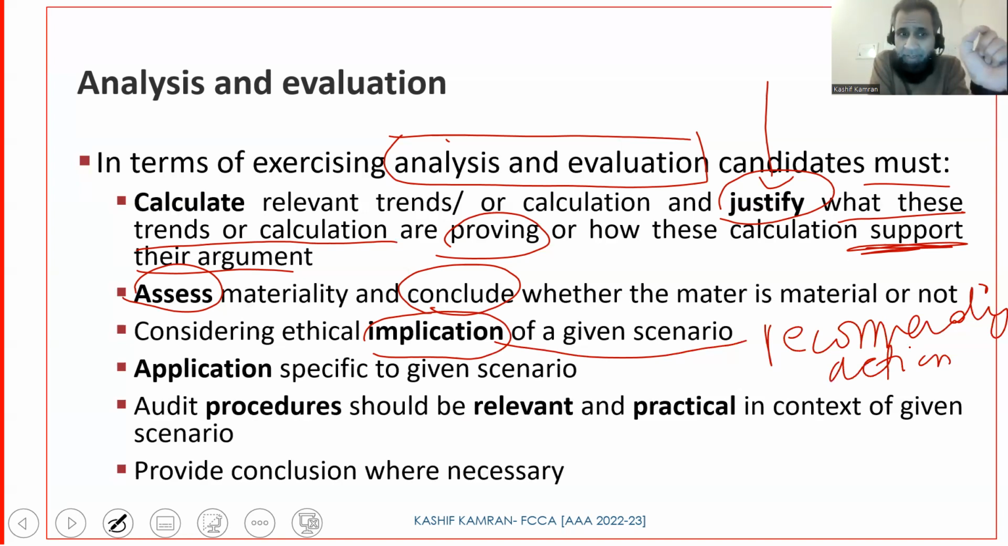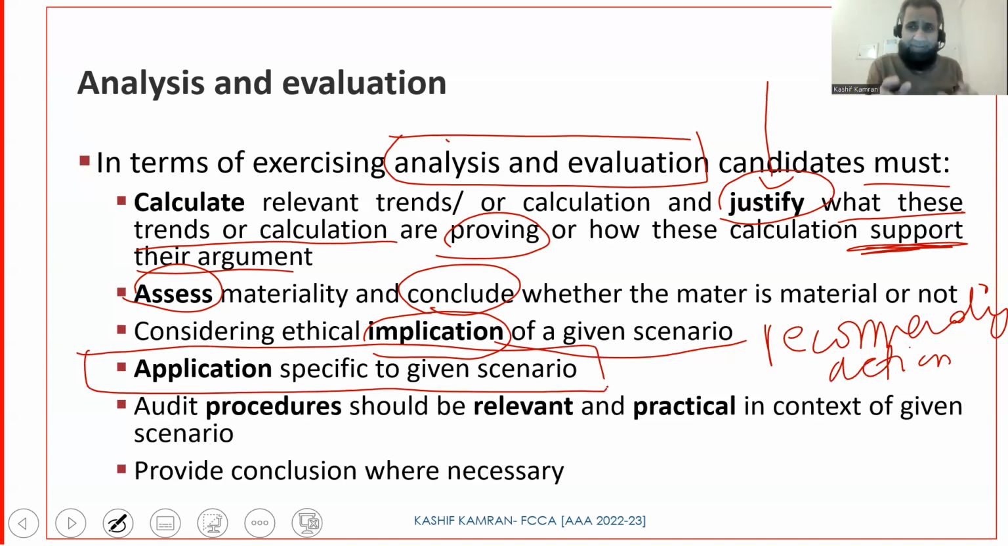Number four, application specific to a given scenario. Even this is something I was discussing in my episode 2 as well. And this is a common way of fetching most of your professional skill marks in the AAA paper. This is something I have been very vocal about in many previous webinars. Case specific answer. If you are writing out of case, writing a hypothetical answer, a generic answer, you are writing an answer in an illusion, useless.